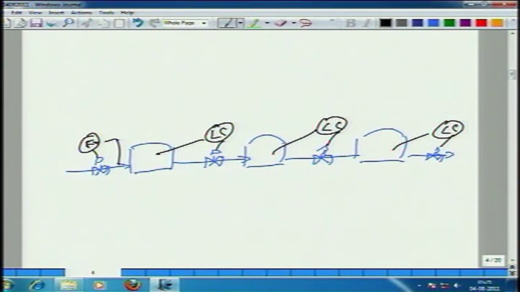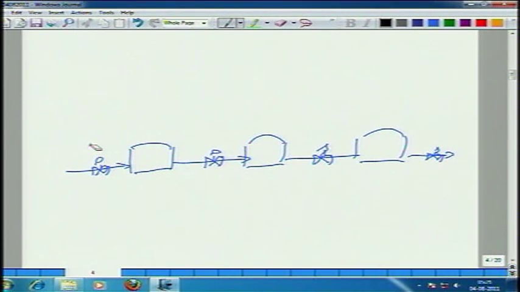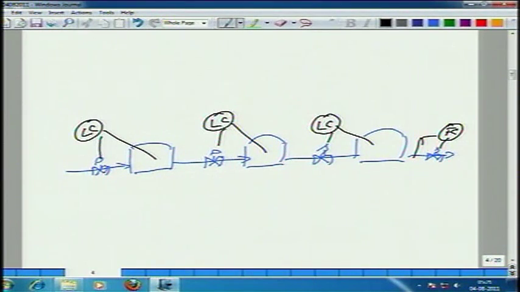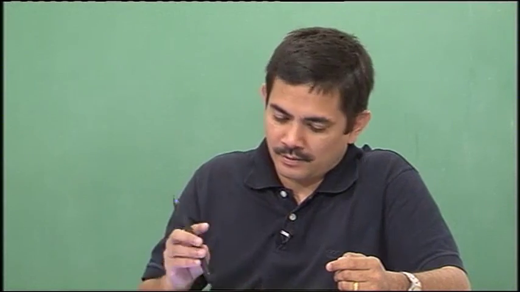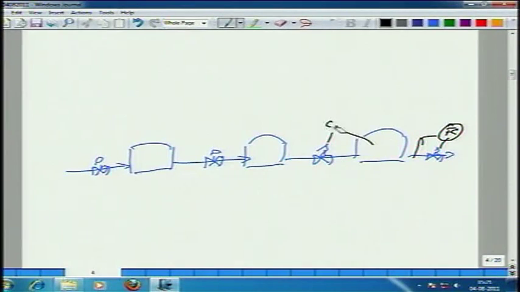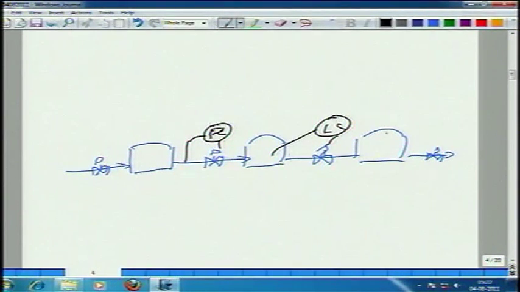Yeah. Here is another way of doing it. Level control this way, level control this way. This will also work just like for a single tank. Yeah. I could also do it maybe this is also perfectly legitimate.